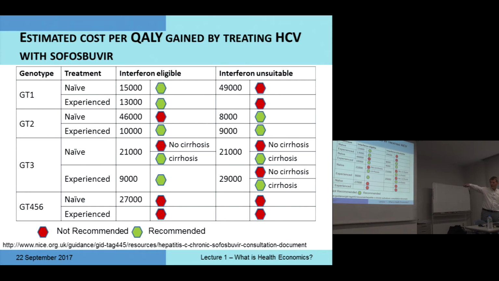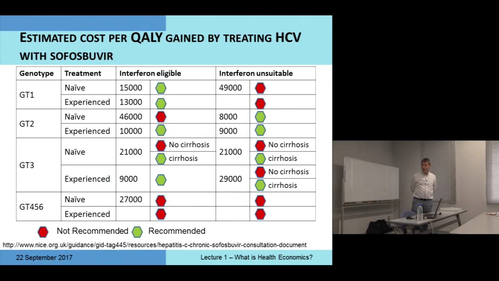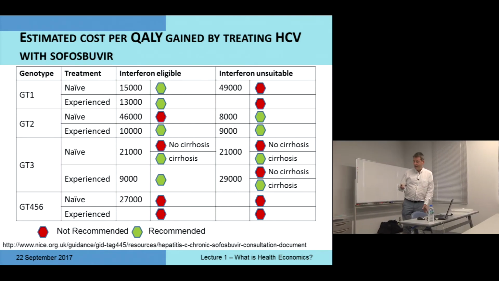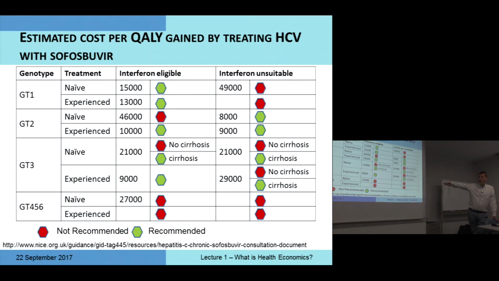Moving on, for example, just GT3, this other big group, at least in England. Again, the treatment naive ones, it looked as if across all the patient group, so this is all the GT3 naive to treatment, if you're interferon eligible, the cost per QALY would be 21,000. And again, that was thought in the case of patients who had cirrhosis, it would probably be a bit lower, but if you had no cirrhosis, probably a bit higher.